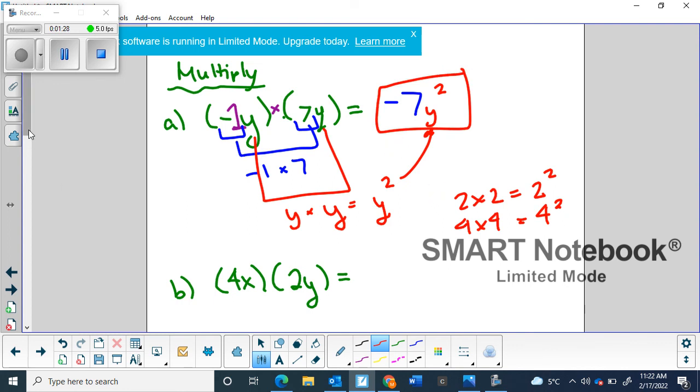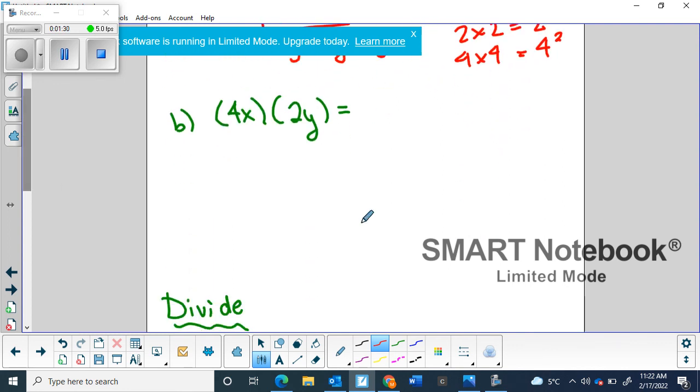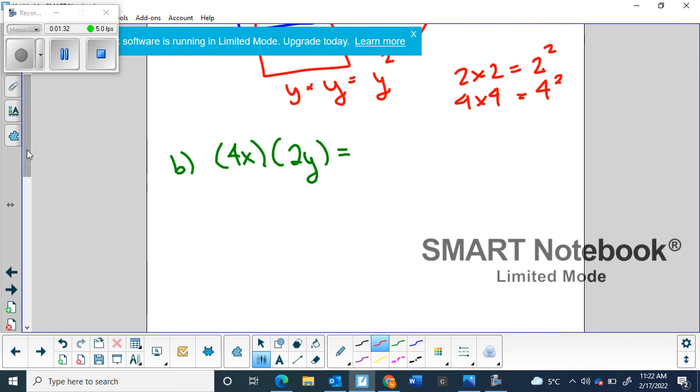Now, when we look at this bottom one, we have 4x times 2y. In this case, we do have two numbers, so all we're going to do is multiply the numbers. 4 times 2 is going to give me 8. But when I take the variables, I have x times y. Sorry, the dots also mean to multiply. It's a little bit confusing to use the times symbol when we have variables.